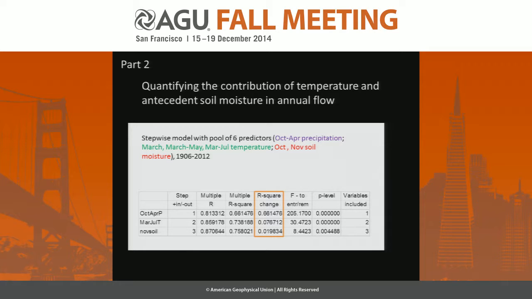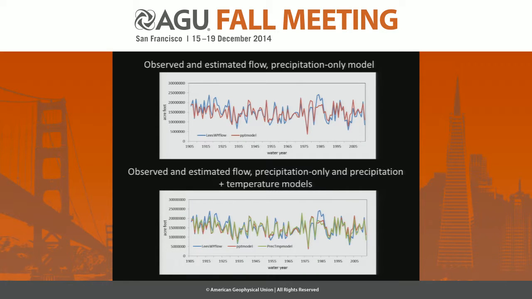It had 3 steps and explained about 75% of the variance, so not explaining a quarter still, but not surprising, the cool season precipitation accounted for about 66% of the variance. March through July temperature accounted for about 8%, and November soil moisture for about 2%. So really, those 2 variables are not contributing very much, but I wanted to see if in particular years they were more important.